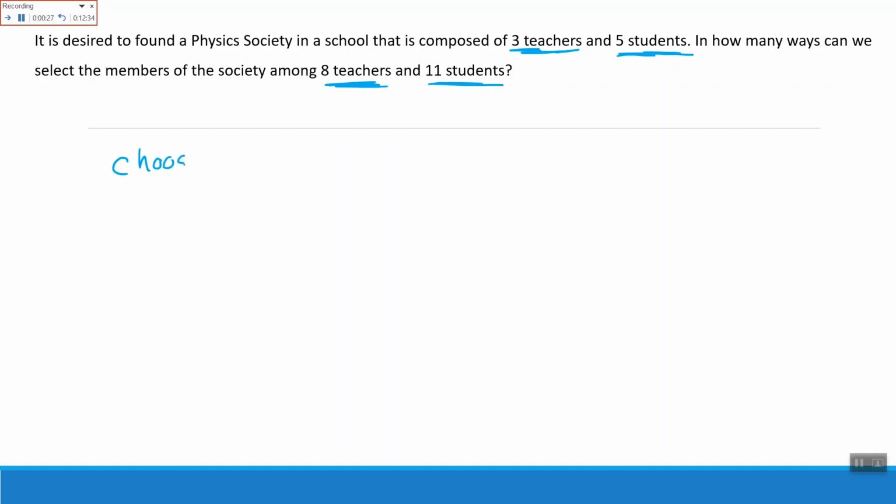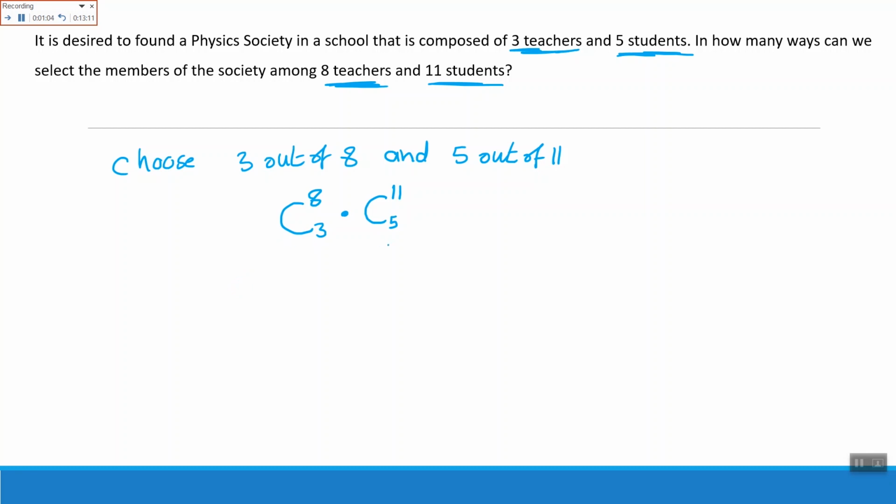Again, no arrangement, because there are no different responsibilities. They all have the same responsibilities. So we want to choose 3 out of 8 teachers, and we want to choose 5 out of 11 students. So this is going to be 8 combination 3, and "and" translates into multiplication, as we said earlier in the previous example, 11 combination 5.